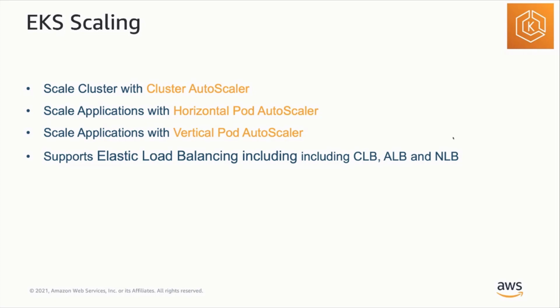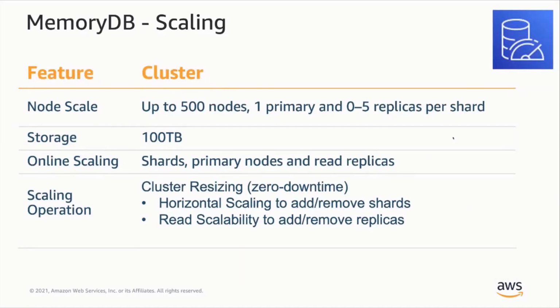And the third point I would like to highlight is the Kubernetes vertical pod autoscaler, which automatically adjusts the CPU and memory reservations for your pods to help right-size your applications. In addition to that, EKS supports elastic load balancing, which includes classic load balancer, application load balancer, or network load balancer. So with that, I'm going to move on to MemoryDB for the scaling aspect.